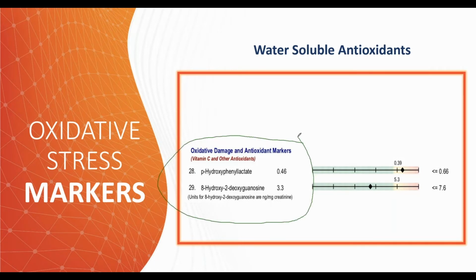Oxidative damage, so we have para-hydroxyphenolactate. If that marker is high, then in general, we usually recommend vitamin C. You guys have probably heard that before. And this is our 8-OHDG, 8-hydroxy-2-deoxyguanosine. Nobody really wants to say that, so they abbreviate it 8-OHDG.